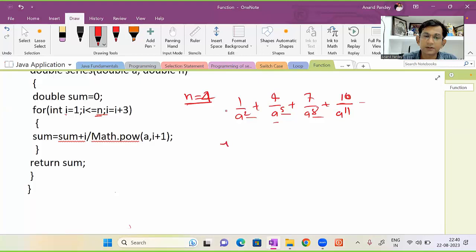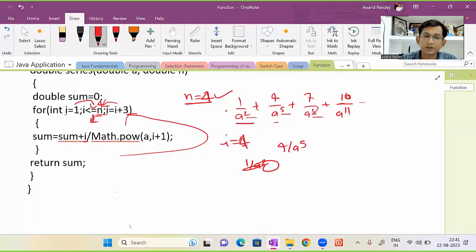So what will happen? See, the first time the value of I will be 1. Condition true, n is 4. Control will go inside the loop. First term will be added. I means 1 upon A to the power 2. One term we have added. Now I equal to I plus 3 means I will be 4. Now condition true. Second term will be added. I means 4 upon A to the power 5 will be added. Now I equal to I plus 3. I will be 7. And this condition is false.